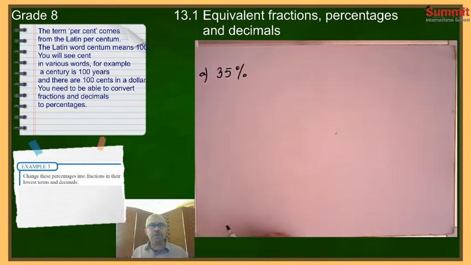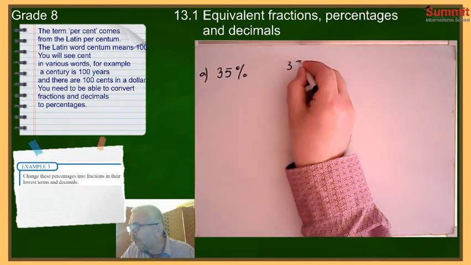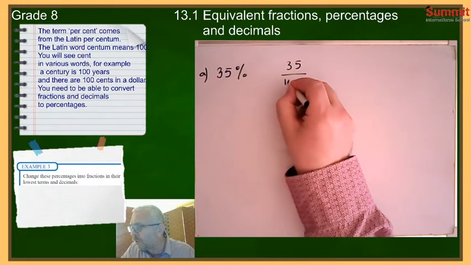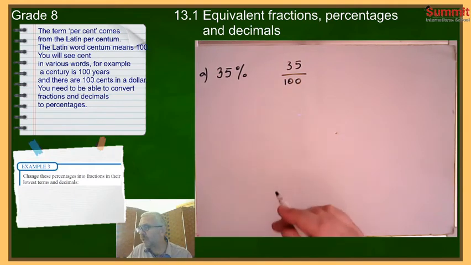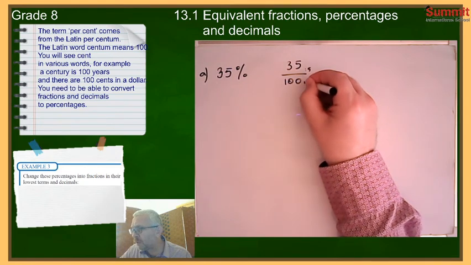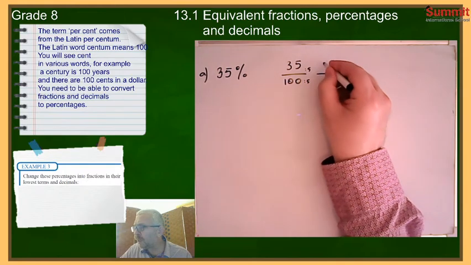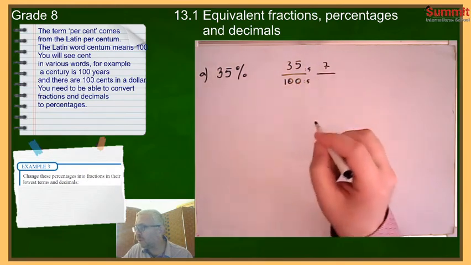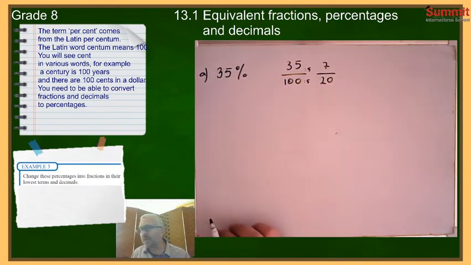How are we going to change it to a fraction? We can write it directly, 35 over 100. To find the lowest terms, we need to simplify it. We can simplify the numerator by 5 and the denominator also by 5. 35 divided by 5 is 7, and 100 divided by 5 is 20. So as a fraction, we found the simplest form, or lowest terms.